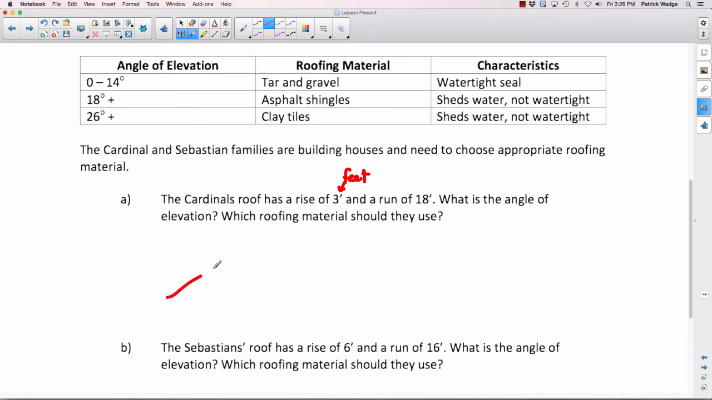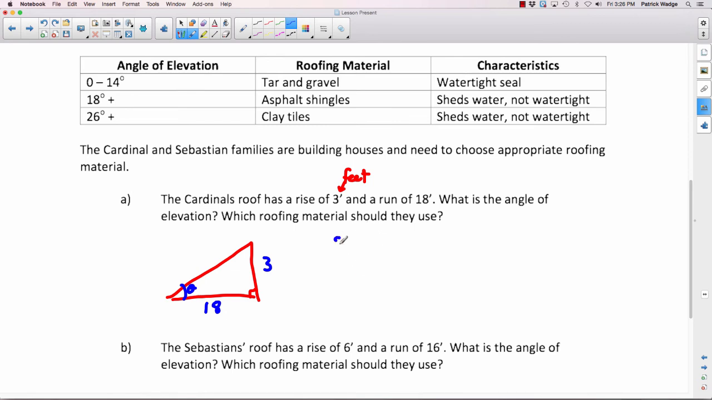So again, we're always going to have these right triangles. That's what it's always going to be looking like in today's work. So it has a rise. Well, the rise is right here, so this would be 3, and it has a run of 18. And we're interested in what's the angle of elevation. Here's our angle of elevation right here. There's our theta, our unknown angle. So how are we going to figure out that angle? Same as what we've done all these questions.